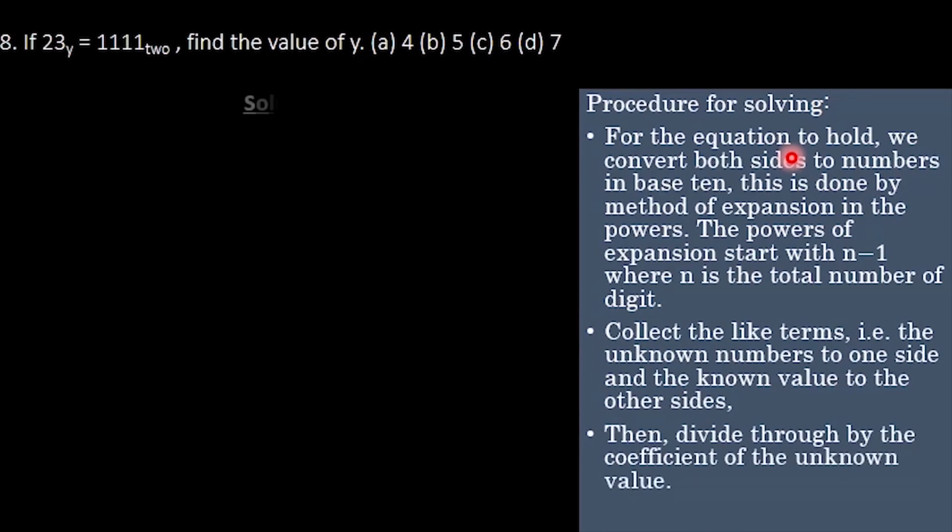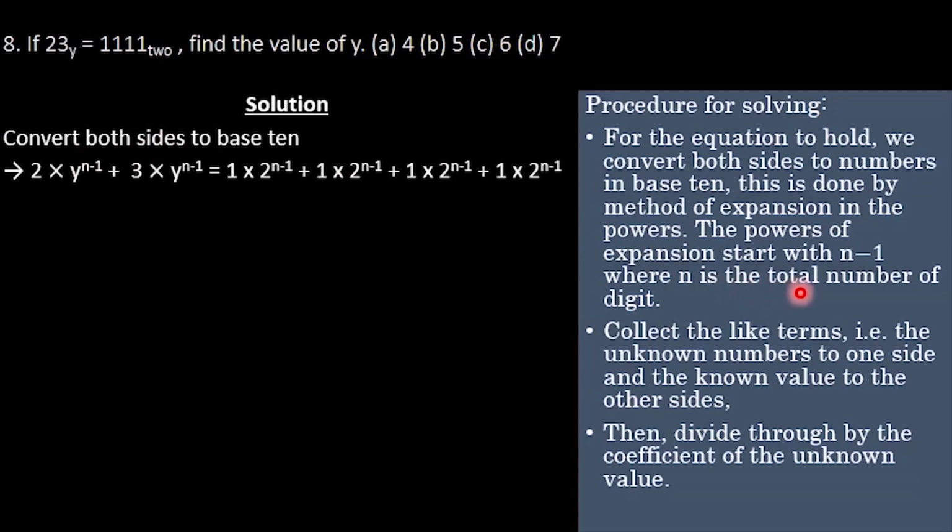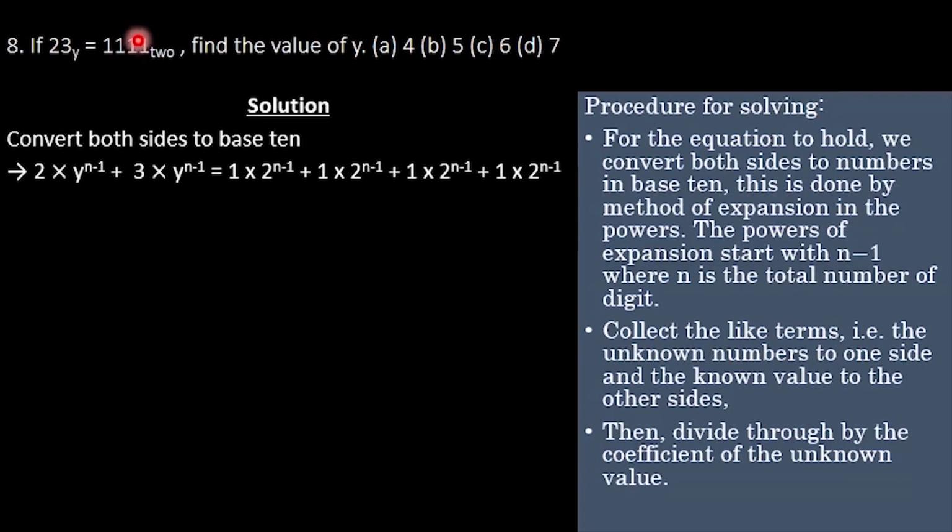Let's check the solution. The first step here is to convert both sides to base 10, and for us to convert to base 10, we are going to multiply this value by its base, this second value as well by its base. And about the power, you are going to apply the method of expansion in the power, and you represent your n as the total number of digits. Here the total number of digits is 2, right? Here the total number of digits is 4.